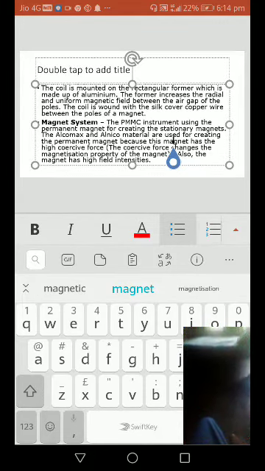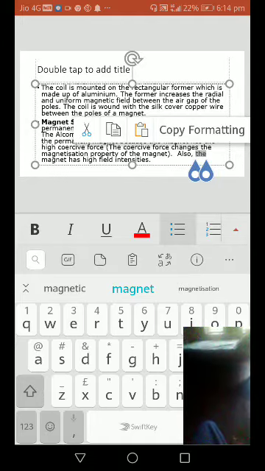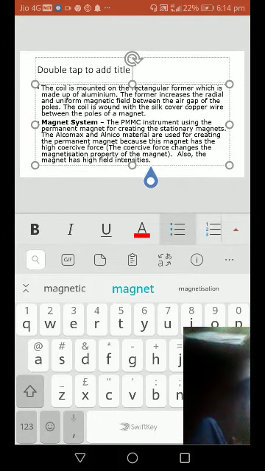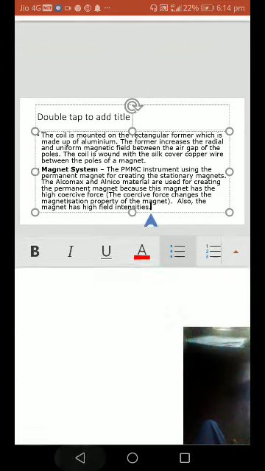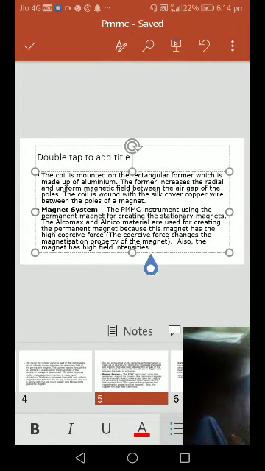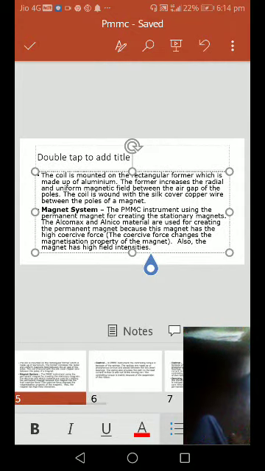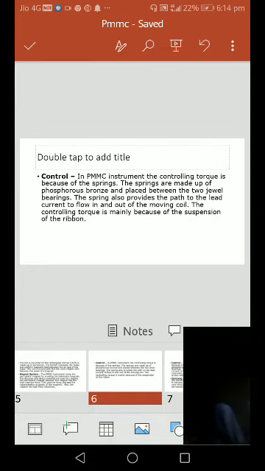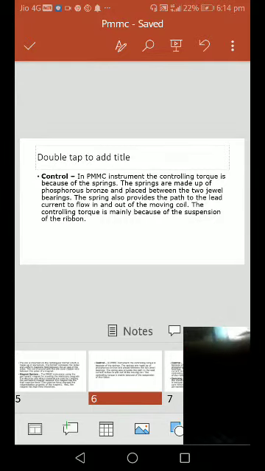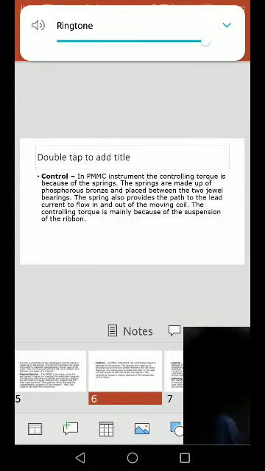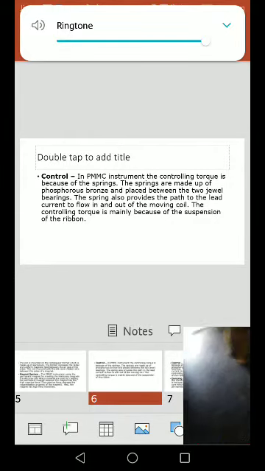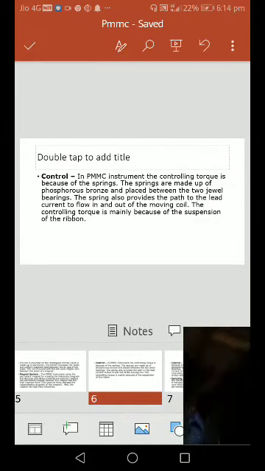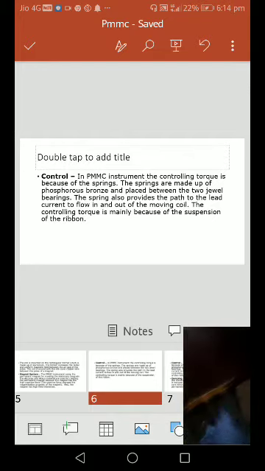The next slide is the permanent magnet, and the next one is controlling of the PMMC.